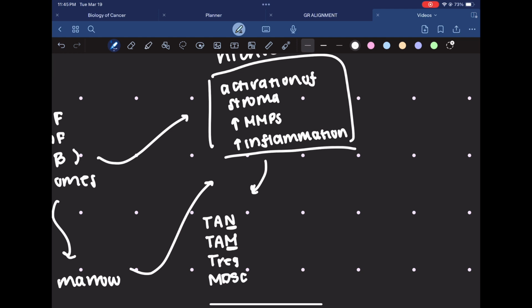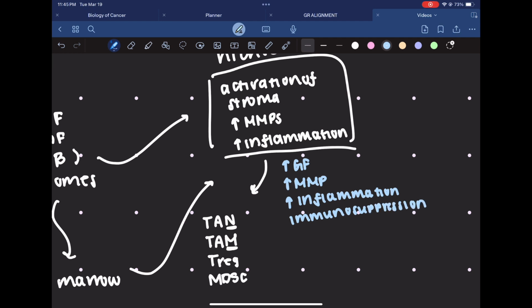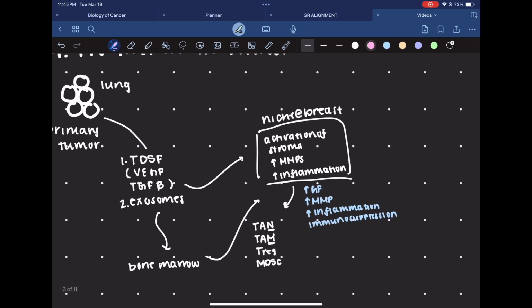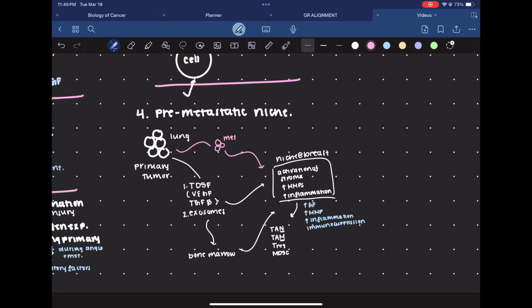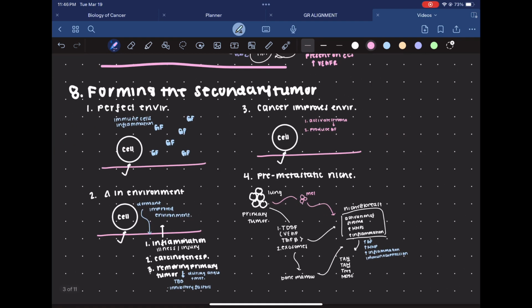Once these have reached the site, we're going to further activate our site in two ways. We're going to increase the secretion of growth factors. We're going to further increase MMP production. We're going to further increase inflammation. And we're going to engage in immunosuppression. So that way, when our cancer finally sends a set of cells over, this is our metastasis, it arrives and the niche is perfect and ready for it to thrive. So this is our pre-metastatic niche example, our final example of how we're going to form a secondary tumor. So those are our four ways of forming that secondary tumor.